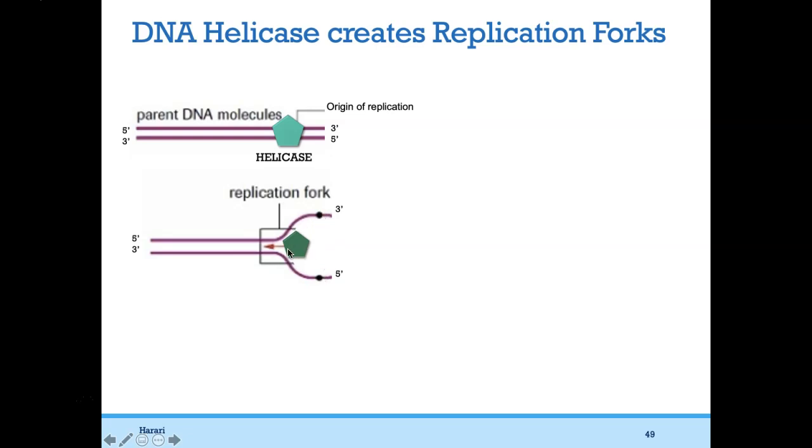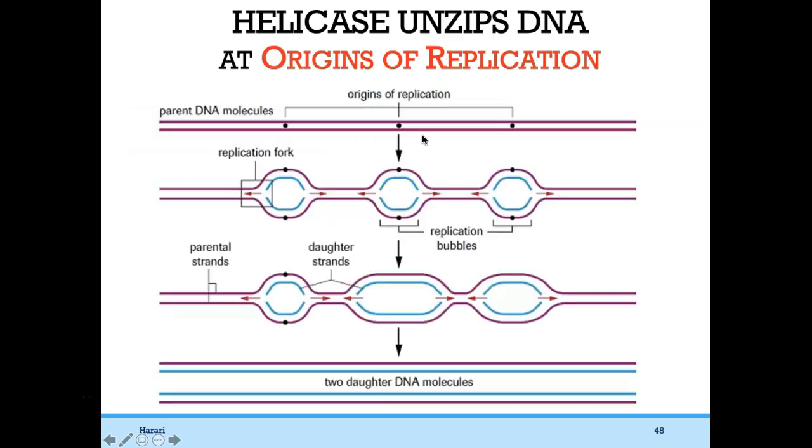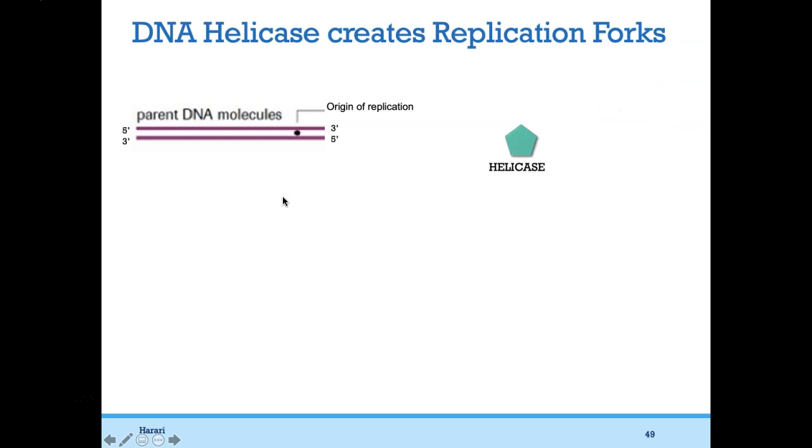This is the replication fork. So helicase is going this way. It's going to move this way. Meanwhile, there's another helicase in the other direction moving this way. Right? So one helicase will open this way, another helicase will open in the other direction. Notice that, I'm going to go back for a second. One helicase is opening this way, another helicase is opening this way. Here's another helicase, another helicase. So helicases are just attached to every origin and start opening DNA in both directions, just breaking hydrogen bonds.